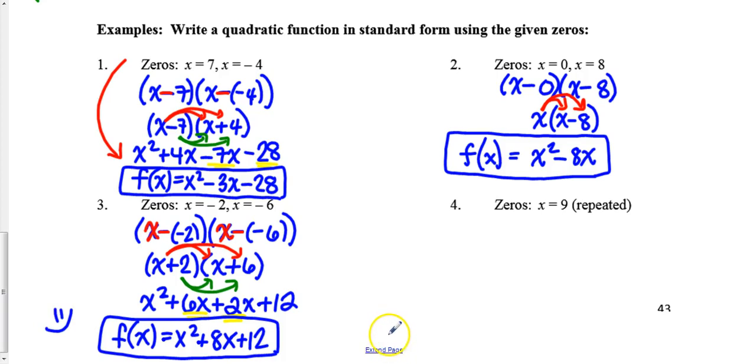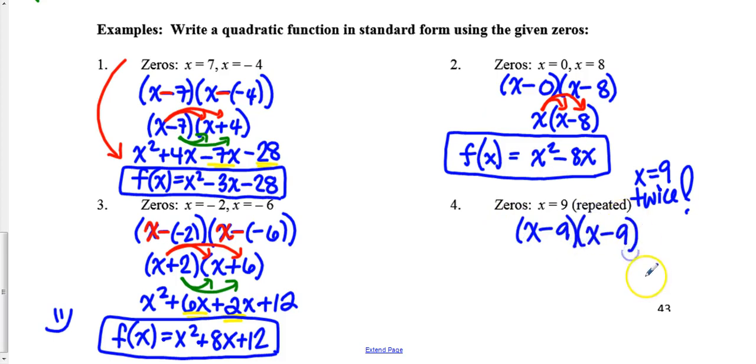Number 4 changes it up a little bit, but we're actually going to see that this is really easy. It says x equals 9 repeated. What do you think repeated means? What does it mean for something to repeat? It means it's going to happen more than once. So repeated means we have x equals 9 twice. So if I were to write that out, that's going to be x minus 9 times x minus 9. We literally have 9 twice.